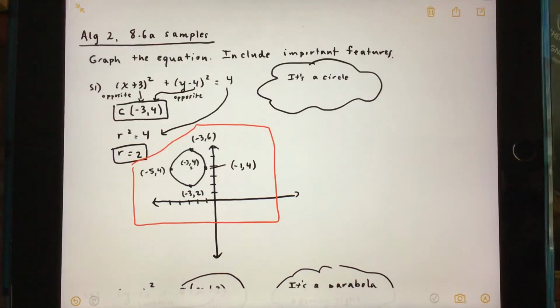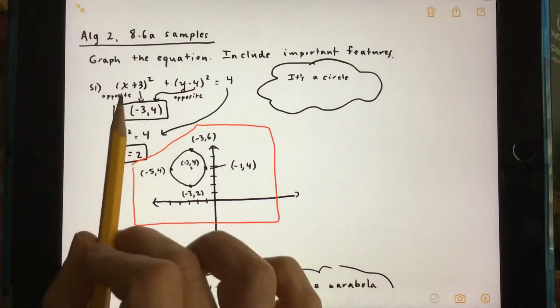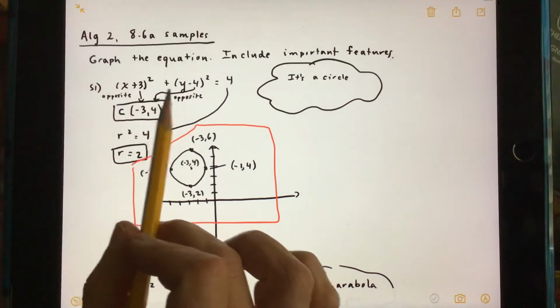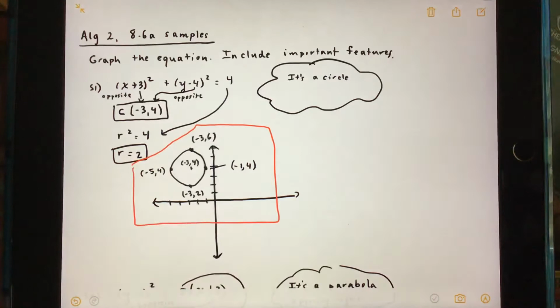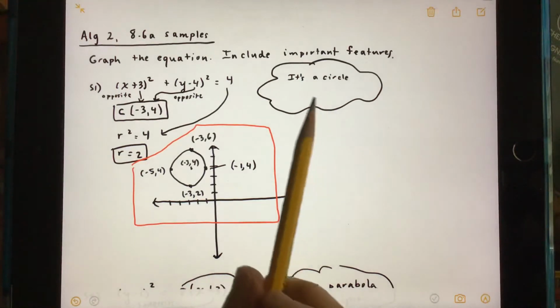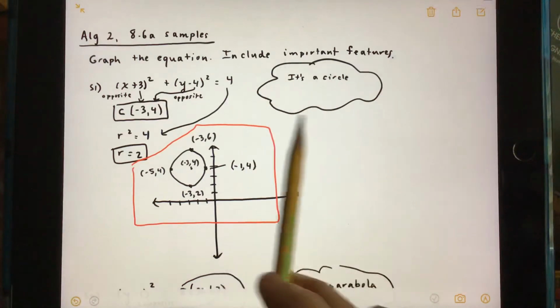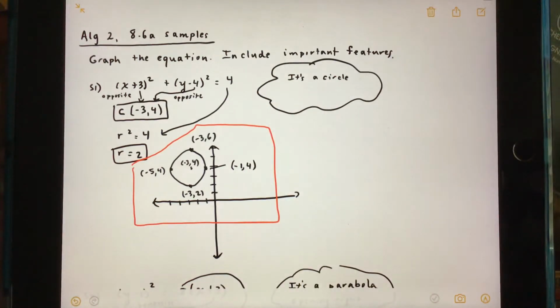So starting with sample 1, we're presented with this equation, (x + 3)² + (y − 4)² = 4. And based on what we have already written in our lesson work, we're going to recognize that equation as a circle that is not centered at the origin. So I've just put this in a thinking bubble. That's the first thing I want to do. I want to figure out, okay, what is the shape of my graph? In this case, it's a circle.